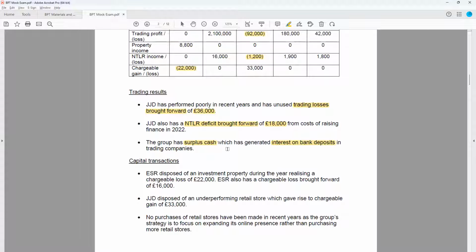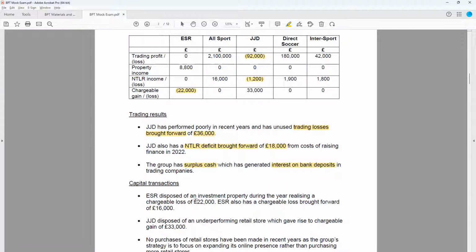So we talked about capital transactions. So the holding company disposed of an investment property during the year, realizing a chargeable loss of 22k. So that was an investment property. So, might be thinking, and as we discussed in the relief class, both for CGT, IHT, and also corporation tax, the reliefs are mainly available for trading companies on trading assets. An investment property, of course, isn't a trading asset. So if it had a gain, wouldn't it be able to roll it over, for example?